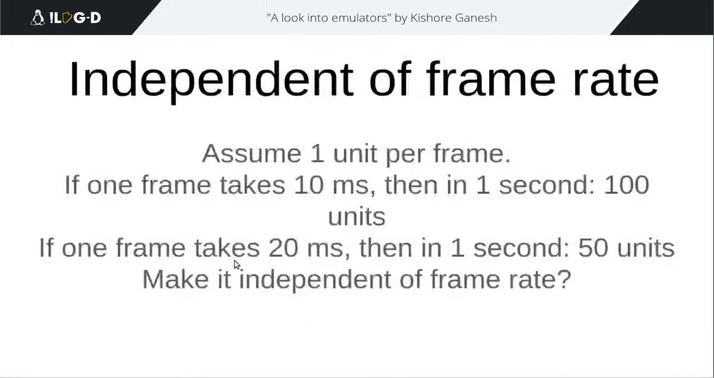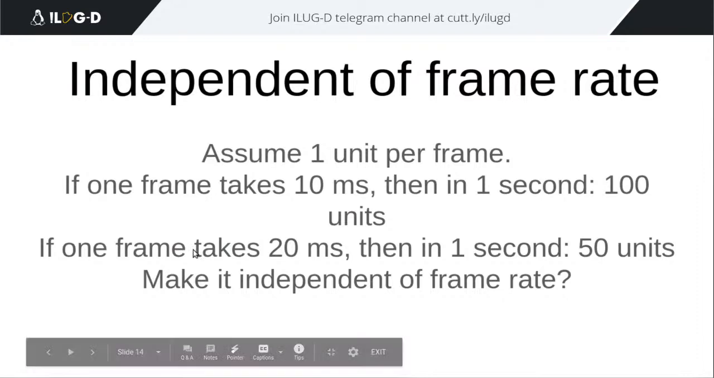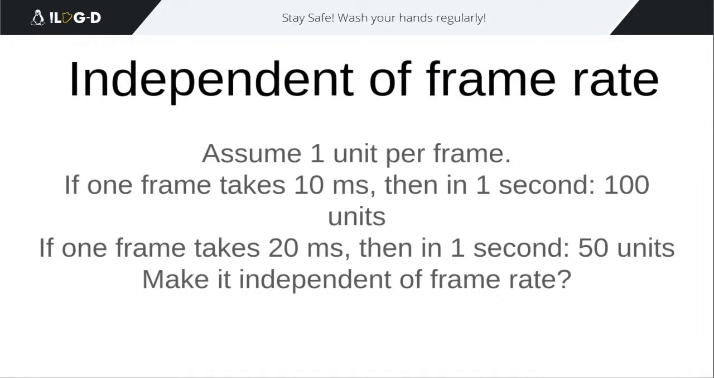So one of the key ideas that we take from video games is the idea of all the movements being independent of the frame rate. Say you have a video game, and you're moving the player character one unit forward. If you're moving this one unit per frame, and one frame takes 10 milliseconds, then in 1 second you cover 100 units. And if it takes more time, then in 1 second you're covering 50 units. So on differing computers, you would have different frame rates. Of course, this is not ideal, right? In the same amount of time, you're moving different numbers of units.